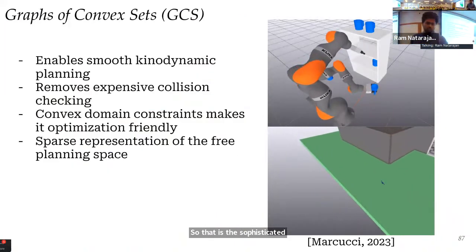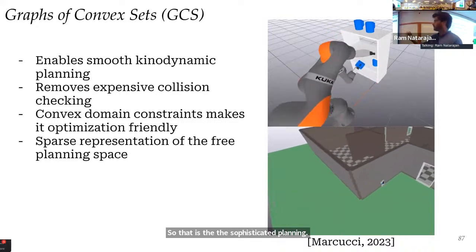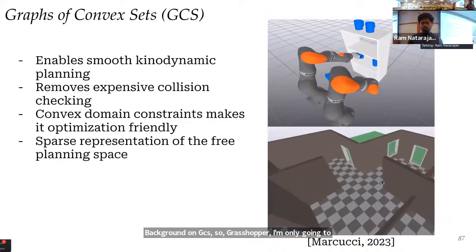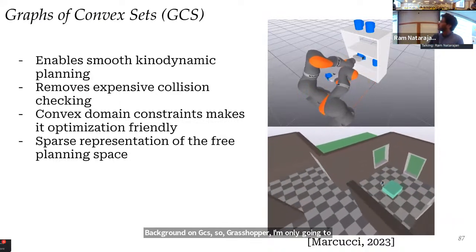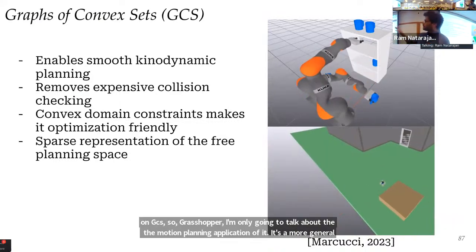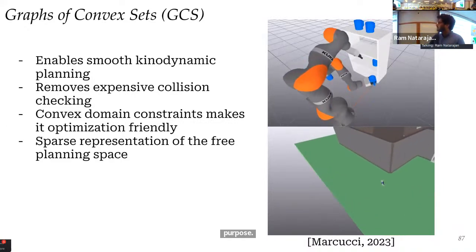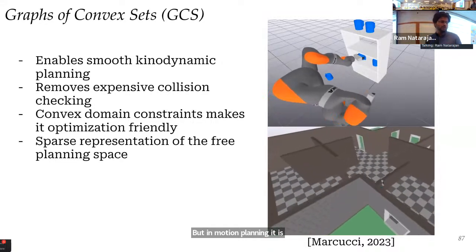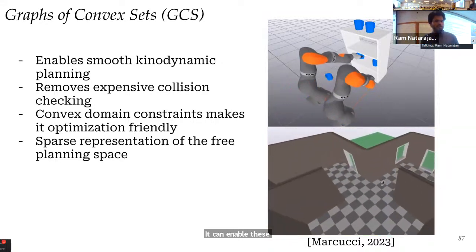So just a quick background on GCS. Graphs of convex sets, I'm only going to talk about the motion planning application of it. It's a more general purpose framework than that. But in motion planning, it can enable this smooth kinodynamic planning by pre-processing the planning space and removes the expensive collision checking, right?